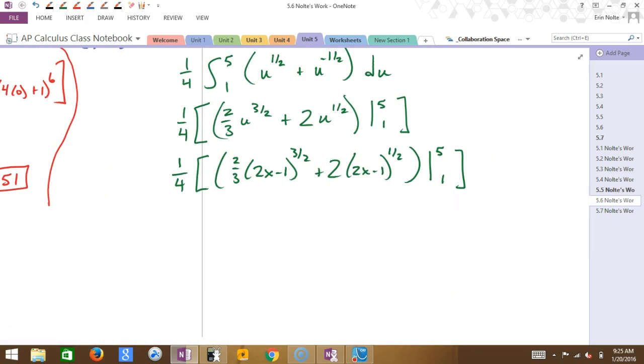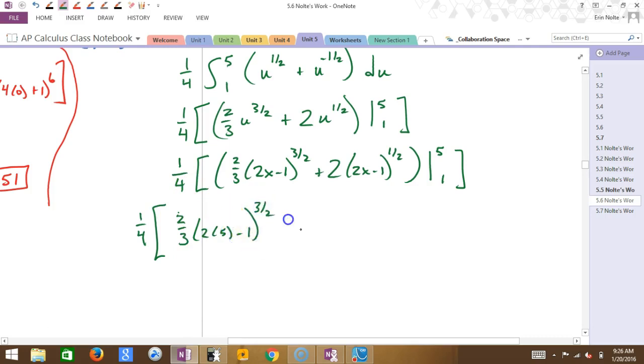Okay, so now I have to do big minus little. So I'm going to plug in the 5 and the 1. I'm going to still leave this 1/4 way out front. I'm not touching it. So we're going to have 2/3, 2 times 5 minus 1 to the 3/2, plus 2, 2 times 5 minus 1 to the 1/2. And then I'm going to subtract plugging 1 in.